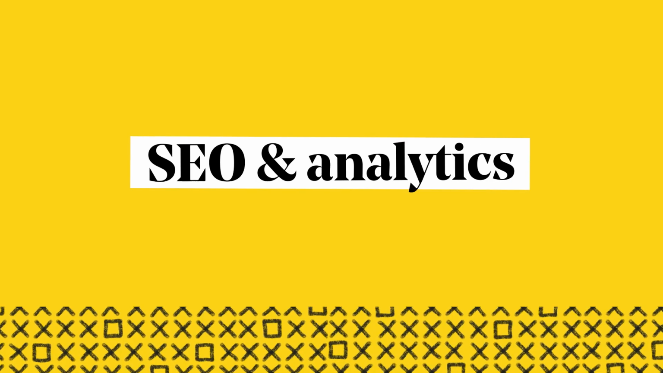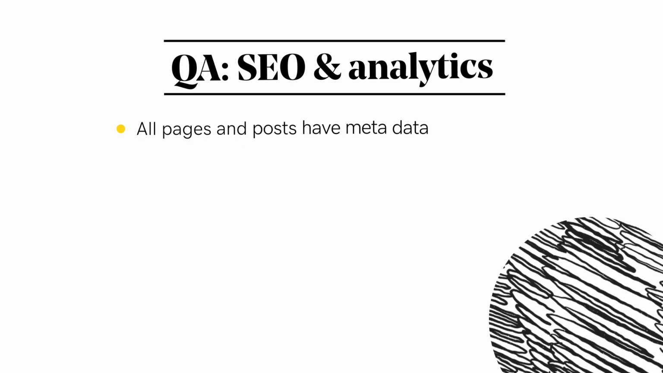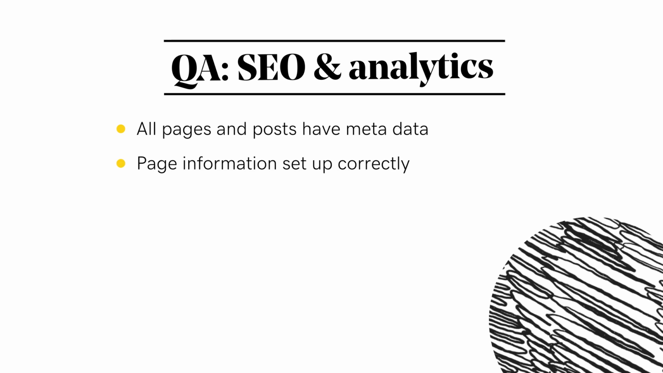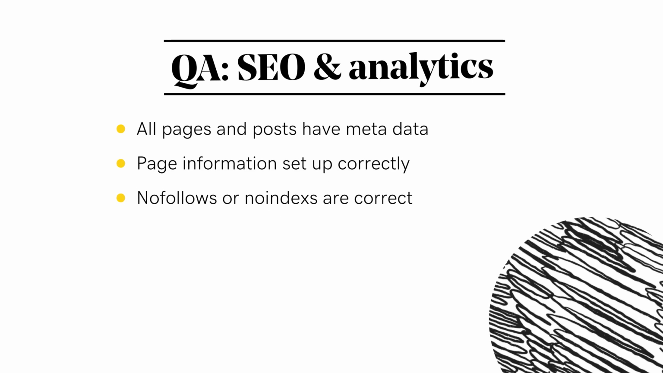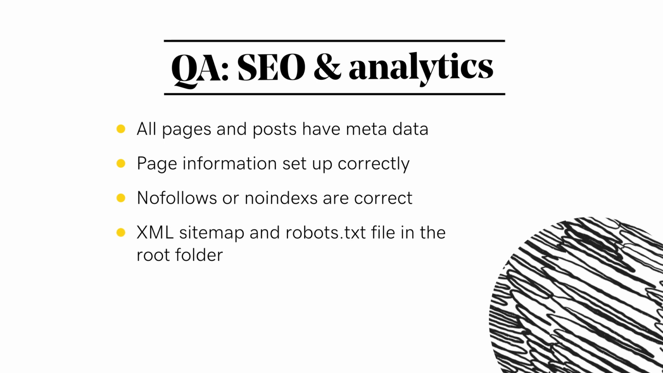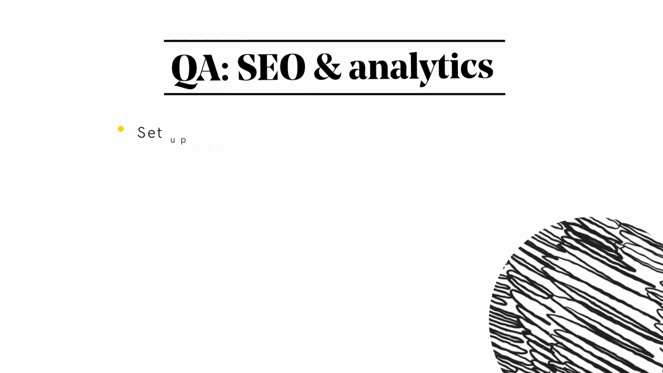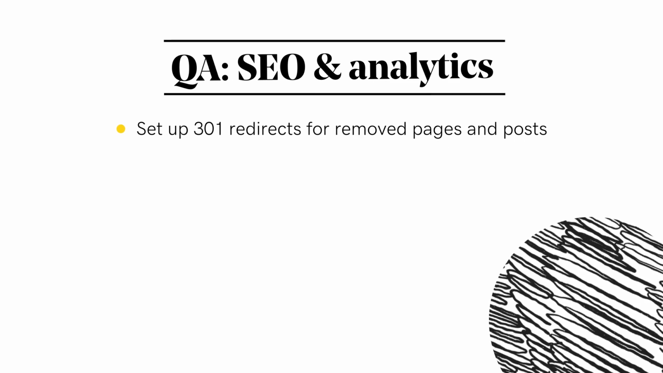SEO and analytics includes checking that all pages and posts have metadata, page information is set up correctly, and the no follows or no index are correct. You'll also want an XML sitemap and a robots.txt file in the root folder. On that same note, make sure that if the site is blocking robots on staging, you remove this on launch. As you proceed in this section, set up 301 redirects for removed pages and posts, and make sure you've added web analytics code and open graph tags for social. Add any additional items to your checklist for pre-launch for SEO and analytics. If social media optimization is part of your builds, you could add those checklist items to this section.